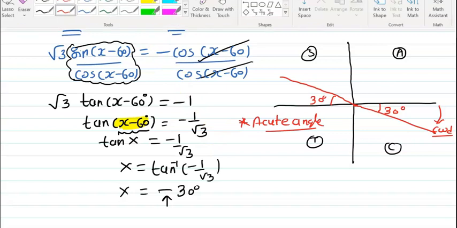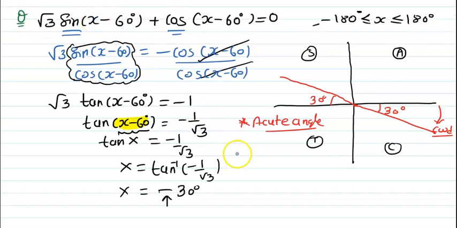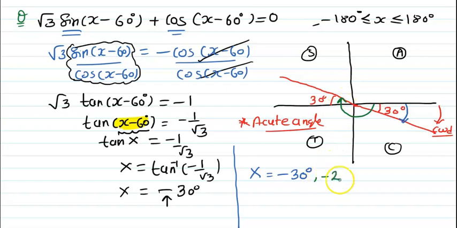So let's write down the values here. So here capital X, the first value is minus 30 degree. You are moving in this direction. Second value, if you do it like this, it is going 180 plus 30. 180 plus 30 is how much? Minus 210 degree. Okay, is that fine?